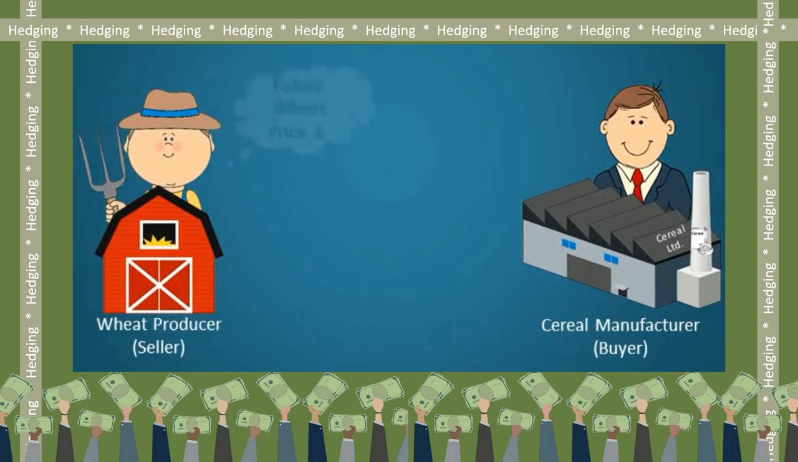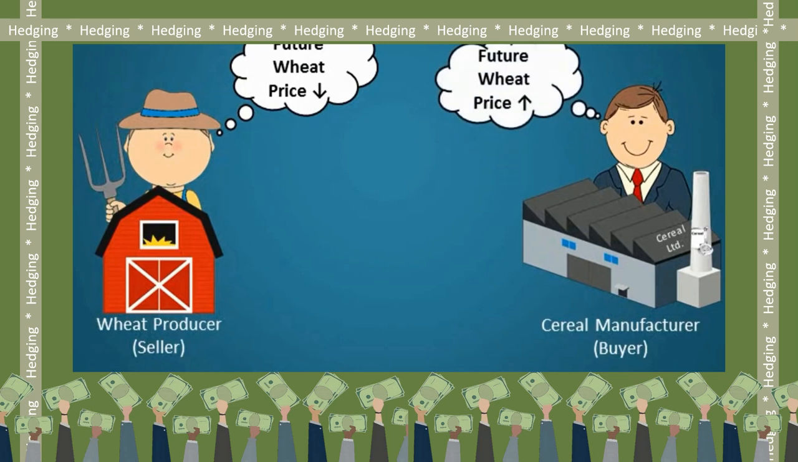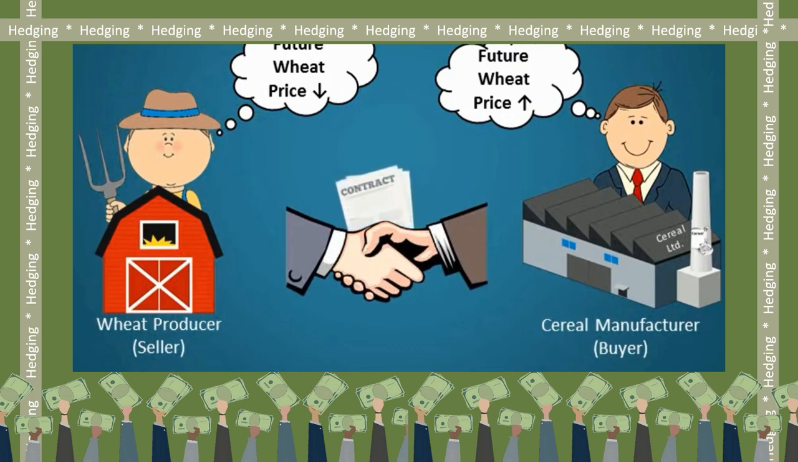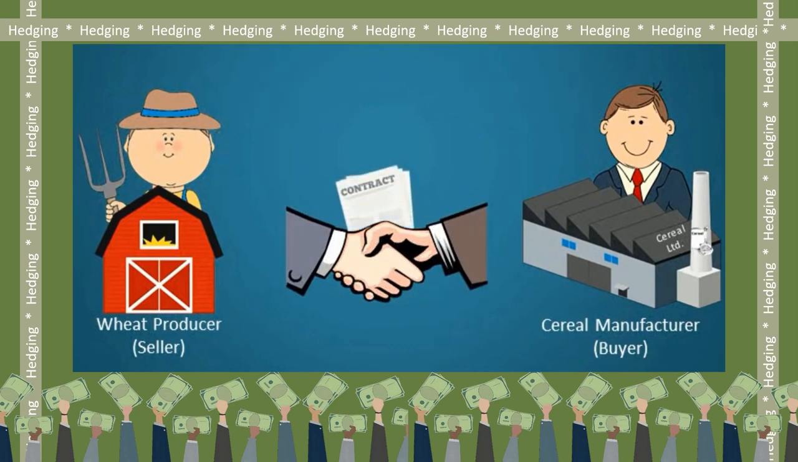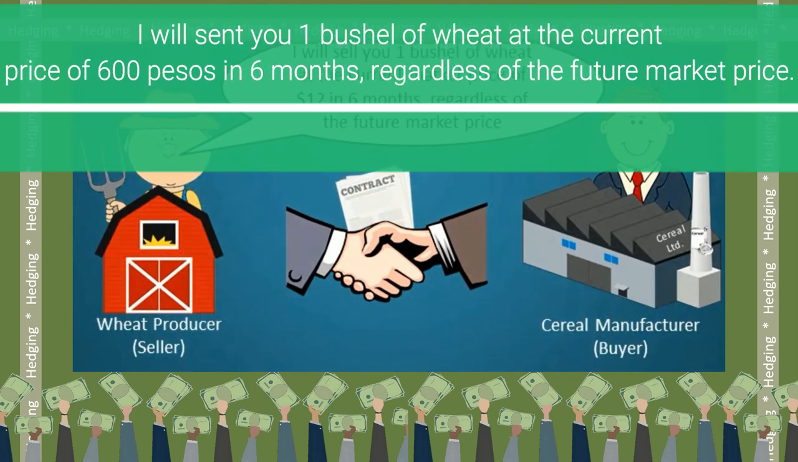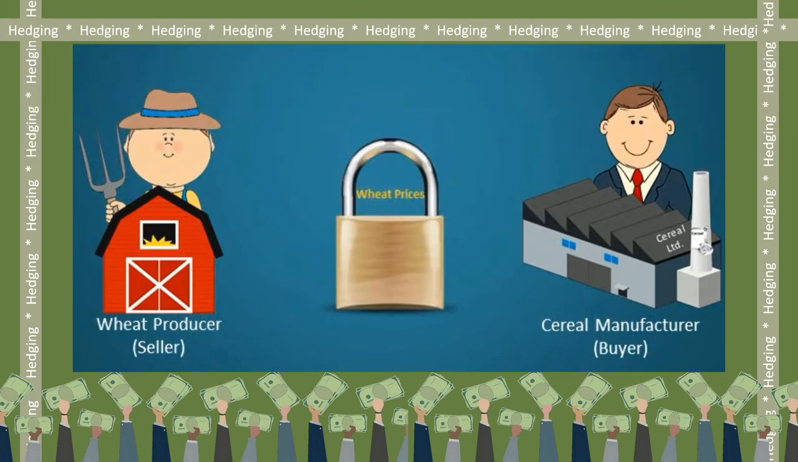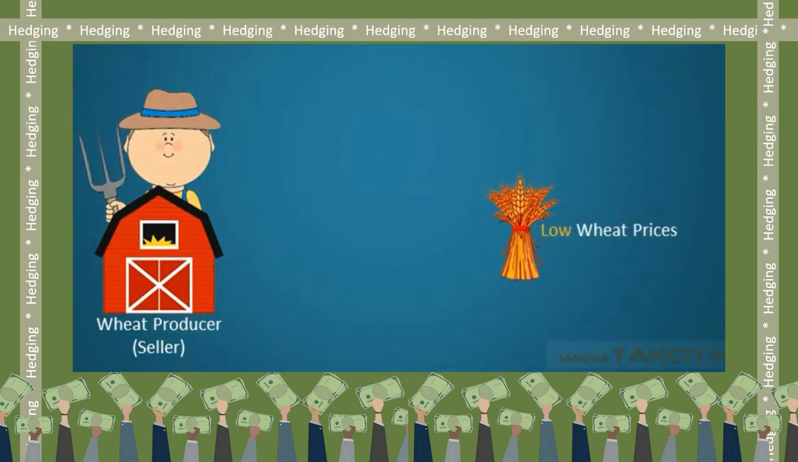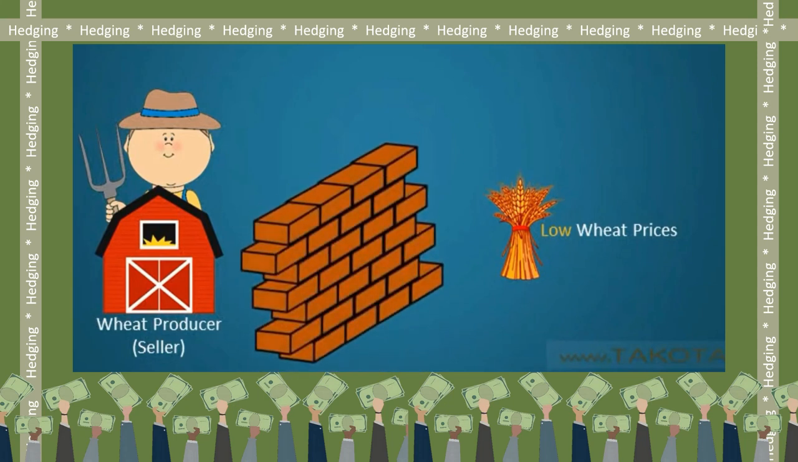Now, if a wheat producer expects that the price of wheat is about to fall and the cereal manufacturer is of the opinion that the price of wheat is about to rise, the two parties can enter into a contract fixing the future price at which the wheat will be sold. For example, the producer sells wheat to the manufacturer in 6 months at the current price of 600 pesos, regardless of the market price for wheat in 6 months. By locking in the price of wheat, the producer is seeking to protect him or herself against an expected decrease in the price of wheat.